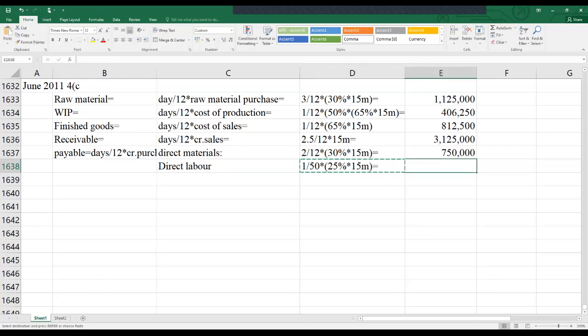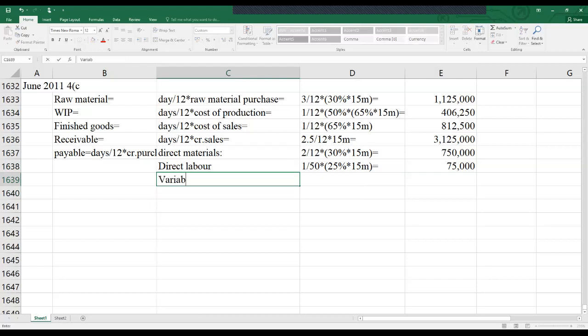You get 75,000. And you get 75,000 to be the amount the company owes the employee at any point in time. Okay. Then you have suppliers for variable overhead. You call them variable overheads.